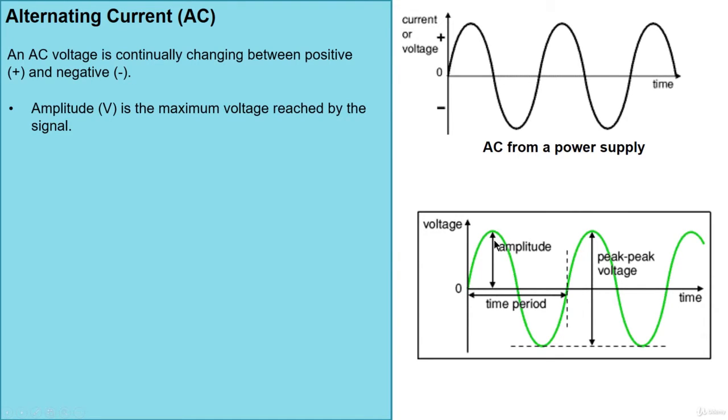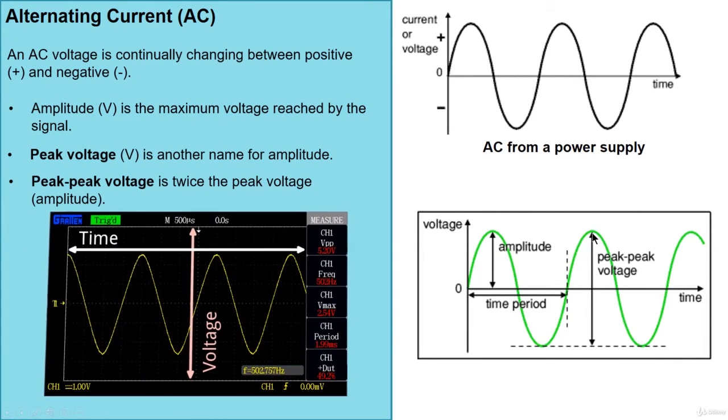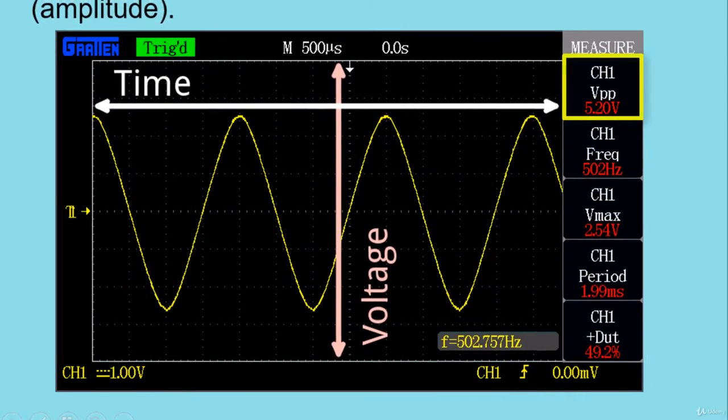Many people confuse peak voltage with the amplitude of the voltage. Peak voltage is just another name for amplitude. On the other hand, when we say peak-to-peak voltage, that's totally different. Peak-to-peak voltage is twice the peak voltage or amplitude. For example, when reading an oscilloscope trace, it is usual to measure peak-to-peak voltage.